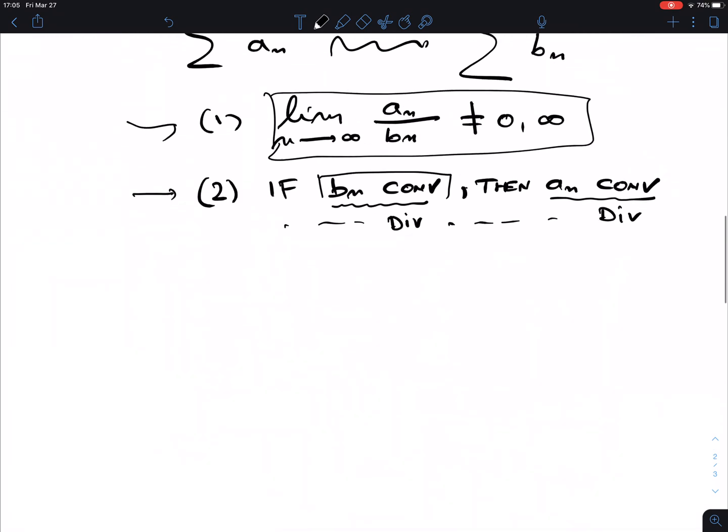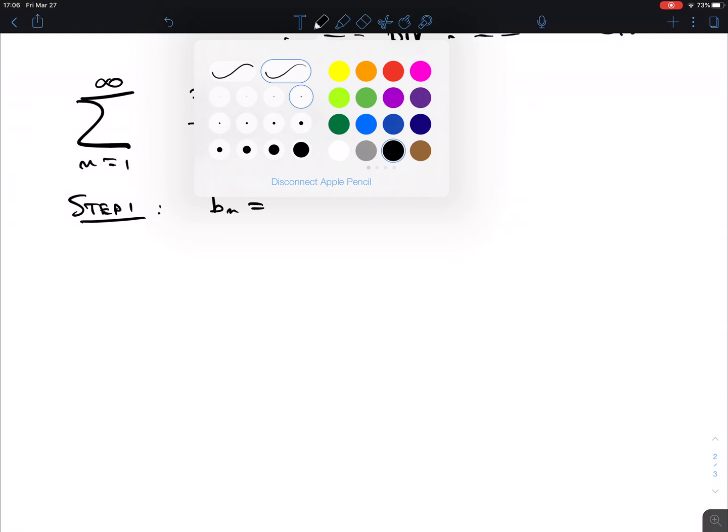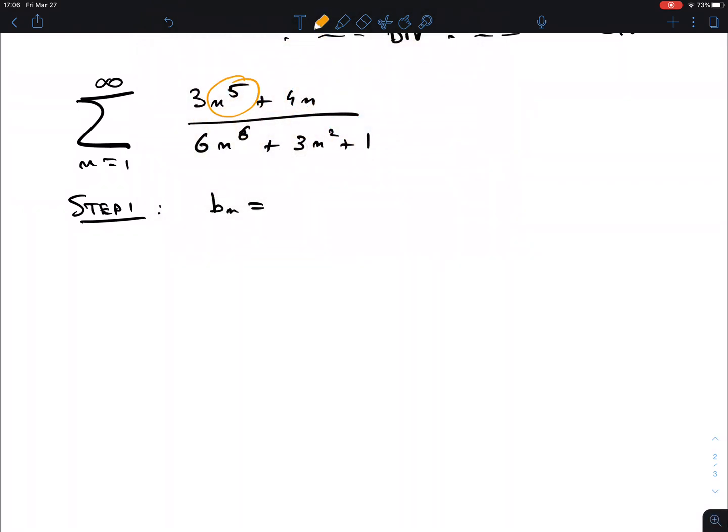Okay, let's do first another example. So please try this before you look at the sequel of my explanations. So 3n to the fifth plus 4n divided by 6n to the sixth plus 3n squared plus 1. Okay, I just took something. So step 1, choose Bn. What is Bn going to be? Well, I'll do it again. The highest power is n to the fifth.